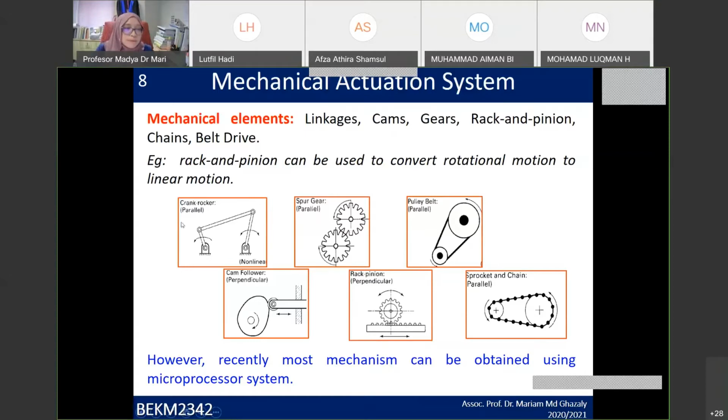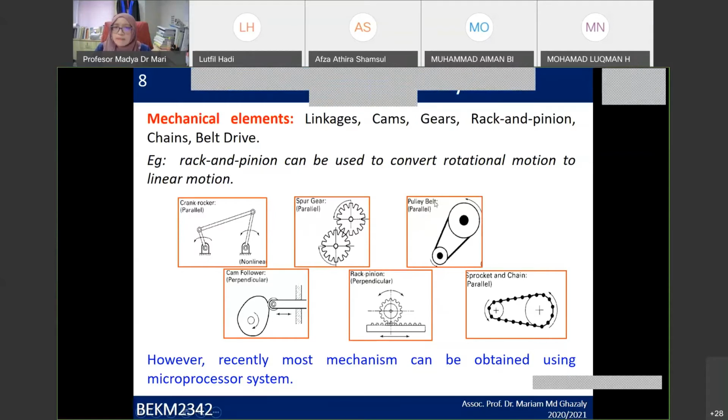An example of a mechanical element you can see here in the first figure is the crank rocker parallel. This is an example of a 4-bar link. The second one is a gear type, which is the spur gear. The third one is the belt pulley or parallel gear. A belt pulley. So belt pulley, where does that pulley commonly get used in daily life? Anyone? Bicycle.